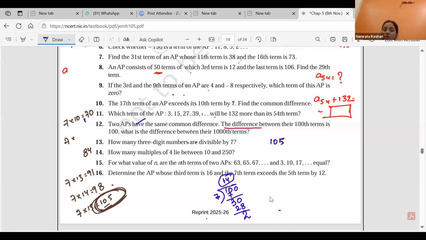Okay, 14 into 7 is 98. That means just before 100, there is a number which is completely divisible by 7, and that is 98. After this one, the next number will be at the gap of 7. So of course 105. Getting it? Yes, ma'am. Everyone, is it making sense to you?